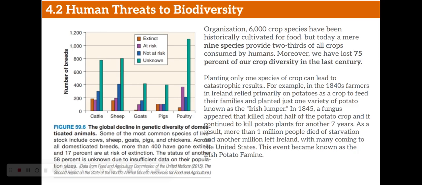It's just a huge example used on the AP test regarding the dangers of monocropping and reducing your crop biodiversity.